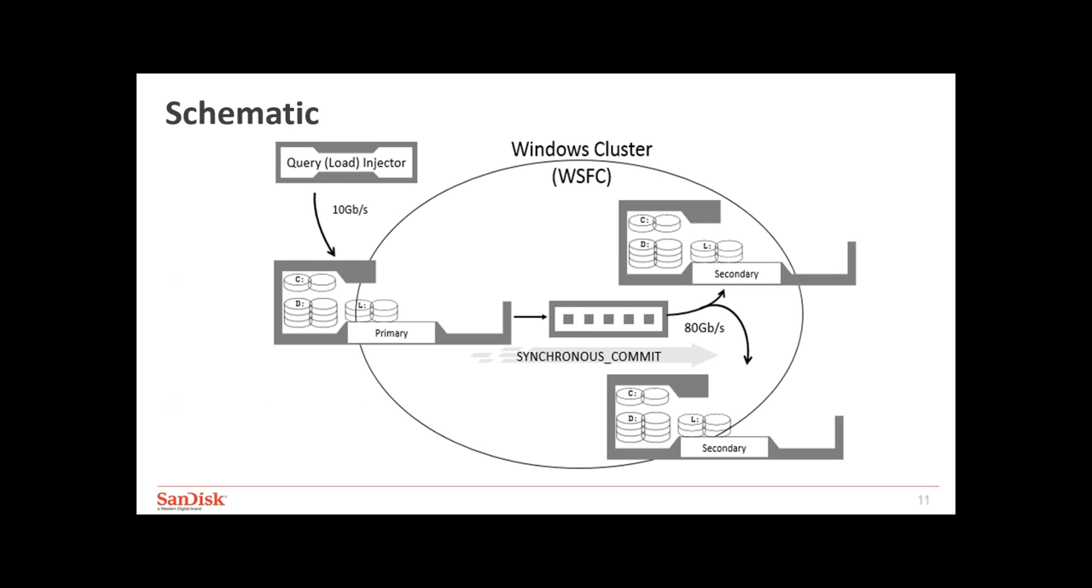Again, a very vanilla architecture. We had a load injector, we had three servers, three replicas, one primary, two secondaries, and we had an 80 gigabit throughput, and we achieved 80 gigabit by teaming 40 gigabit NICs.